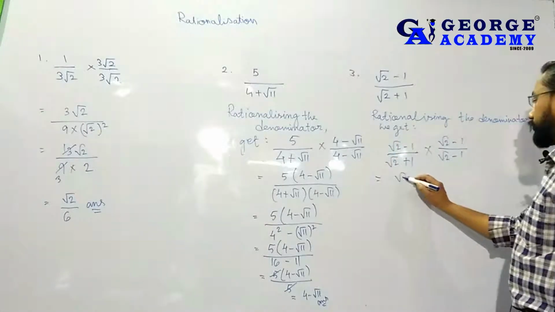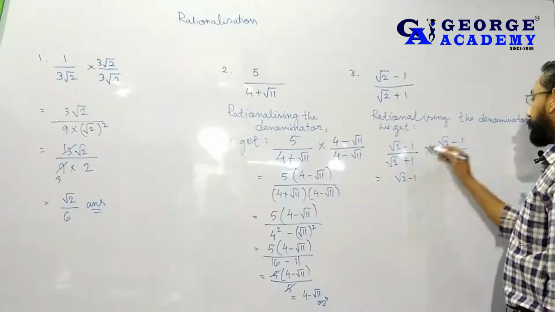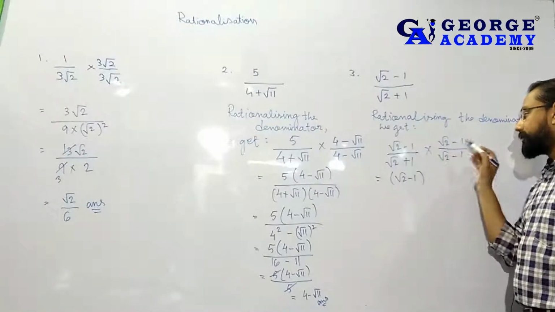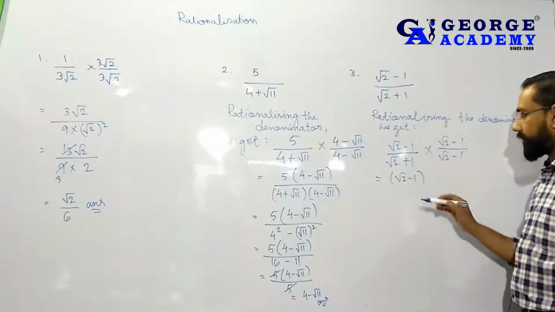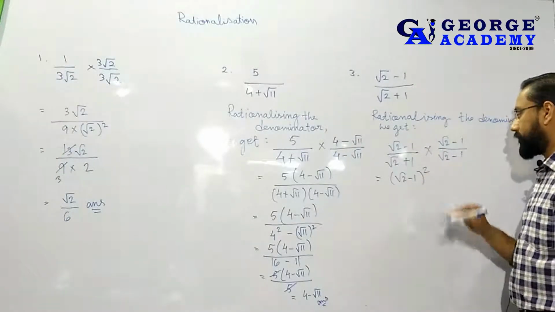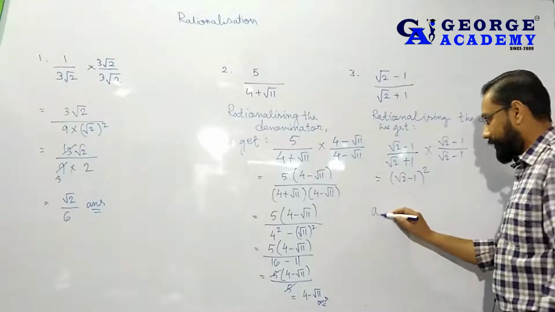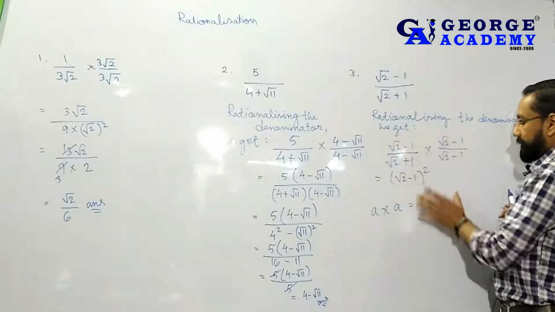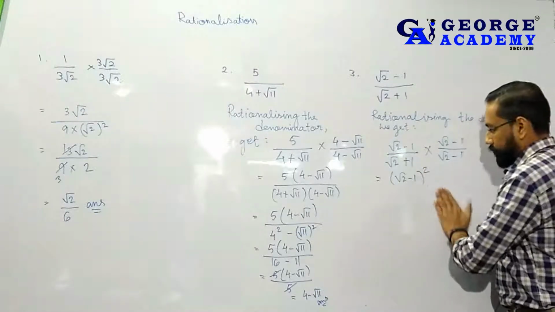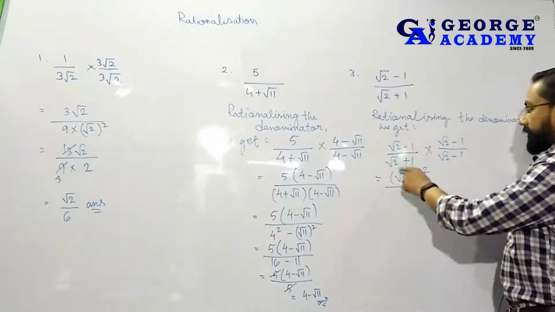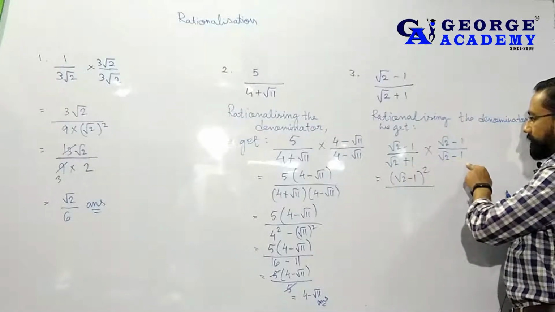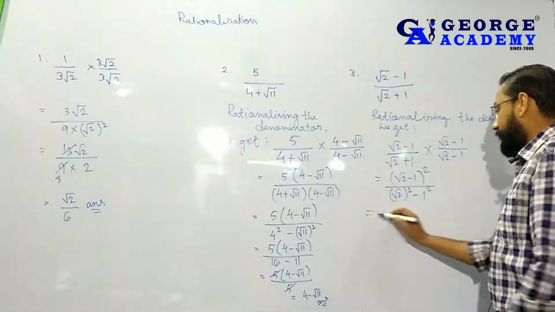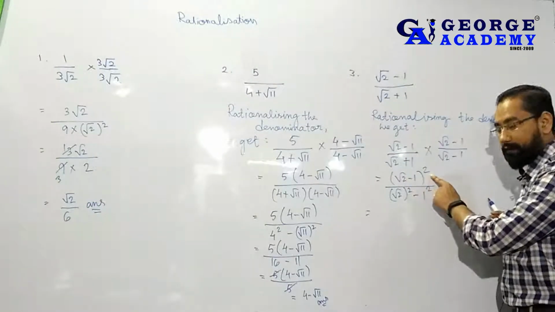That is equal to (root 2 minus 1) into (root 2 minus 1). That means the signs are also same, the terms are same, same thing we are multiplying twice, that means it will become whole square. If a number, say a, into a is a square. In the same manner, same thing we are multiplying, so it becomes (root 2 minus 1) whole square. And in the denominator we are getting (a plus b) into (a minus b), that means a square minus b square.